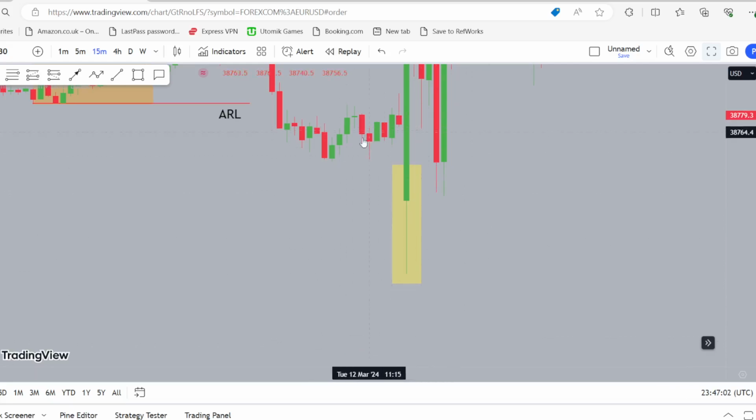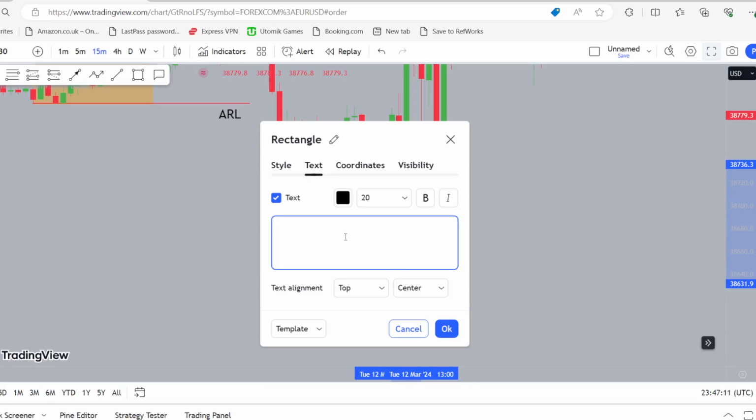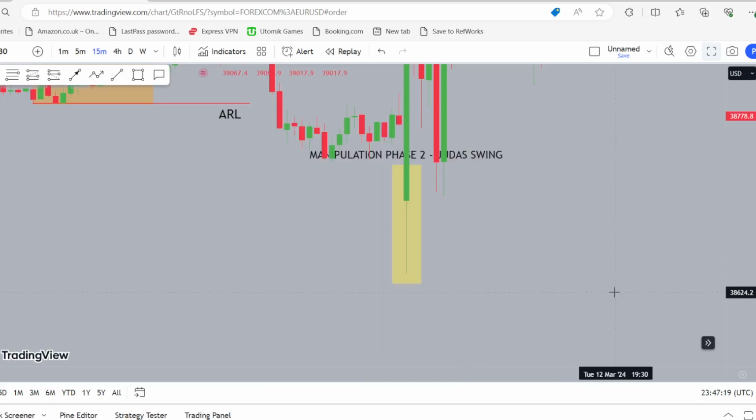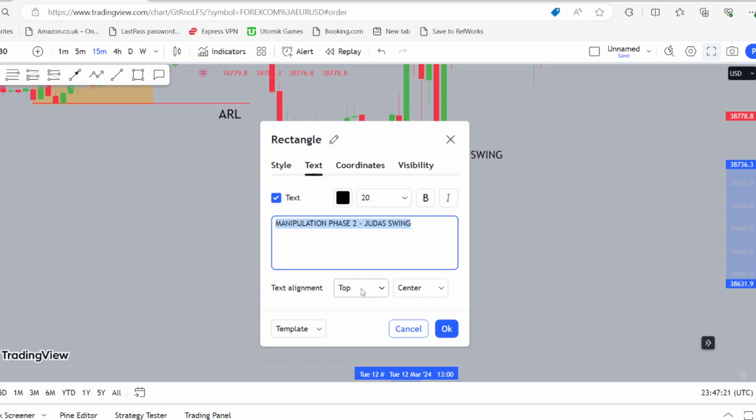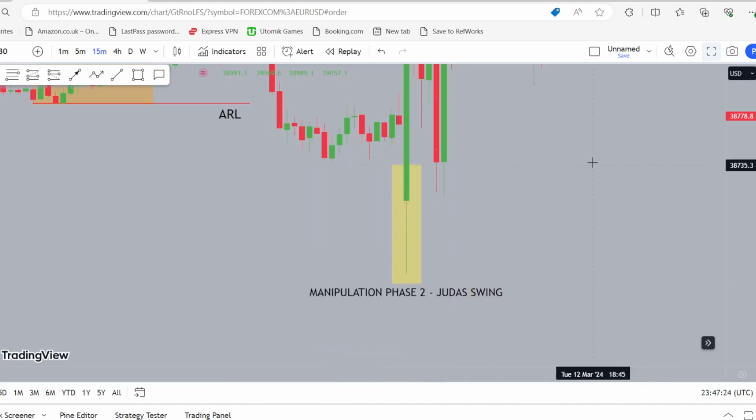So here it was on the 8:30 a.m. New York time, another typical time for the low of the day or the Judas swing to form. This occurs below the Asian session. This is manipulation phase two, or quite simply, as a lot of people call it, the Judas swing or the turtle soup swing, right? Or simply just manipulation. It's all the same thing, right? We need to see a sweep of liquidity in the opposite direction.